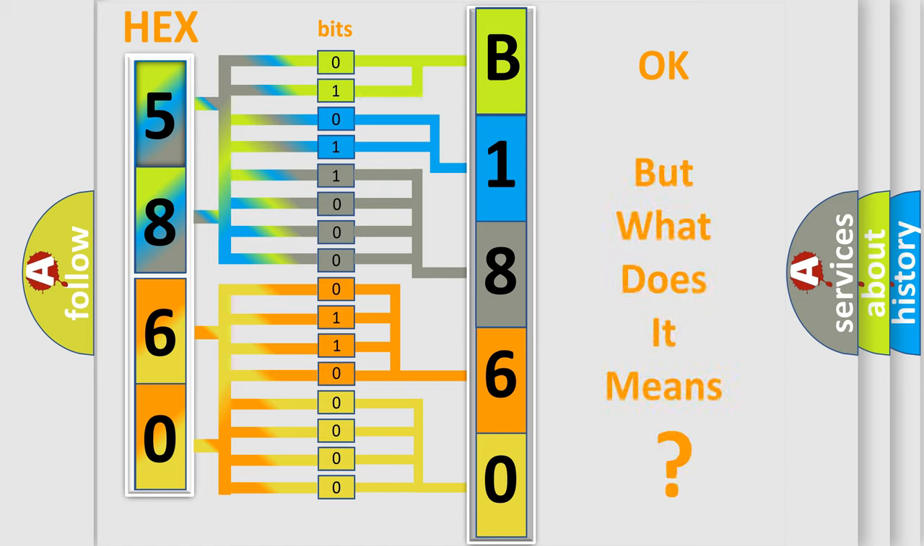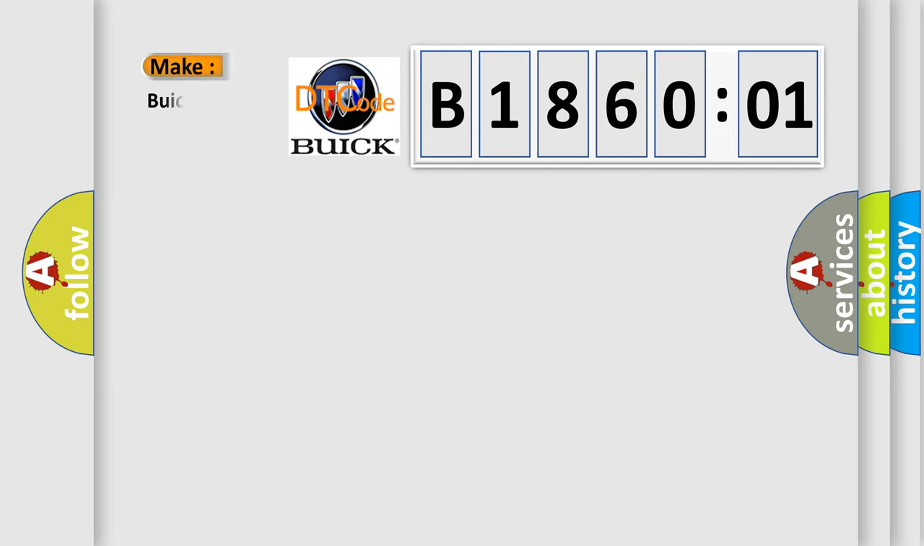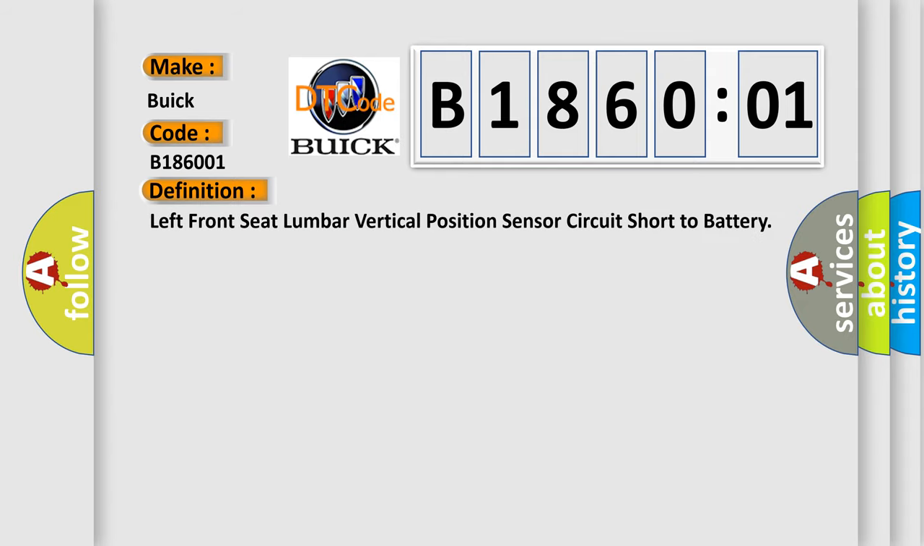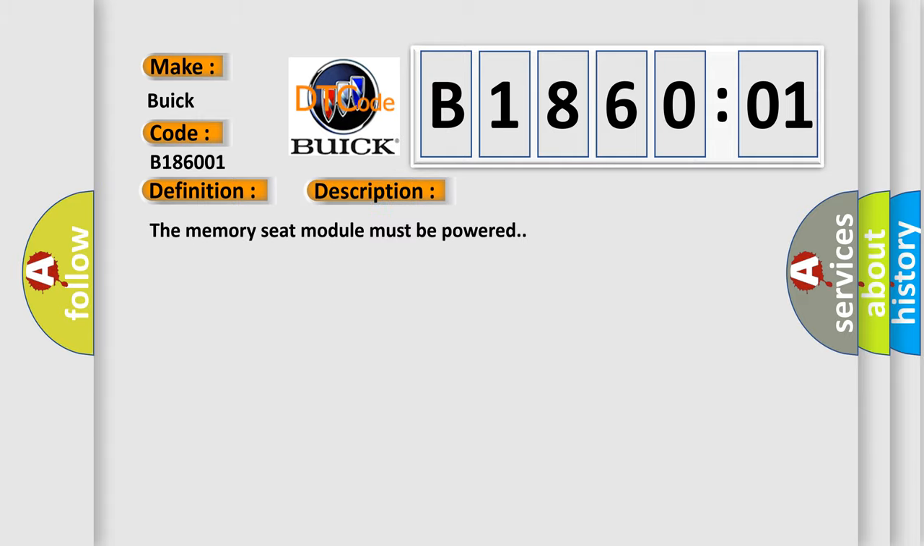The number itself does not make sense to us if we cannot assign information to what it actually expresses. So, what does the Diagnostic Trouble Code B1860-01 interpret specifically for Buick? The basic definition is: left front seat lumbar vertical position sensor circuit short to battery. And now this is a short description of this DTC code. The memory seat module must be powered.